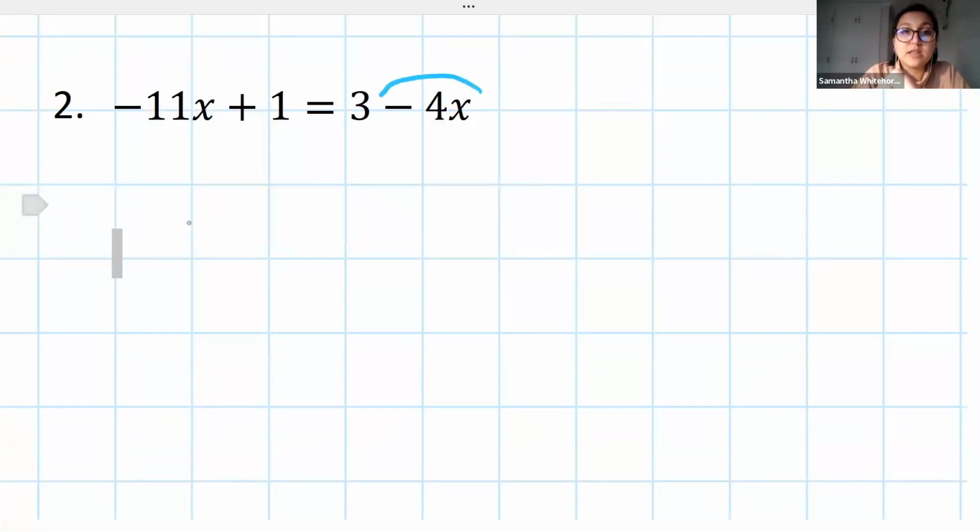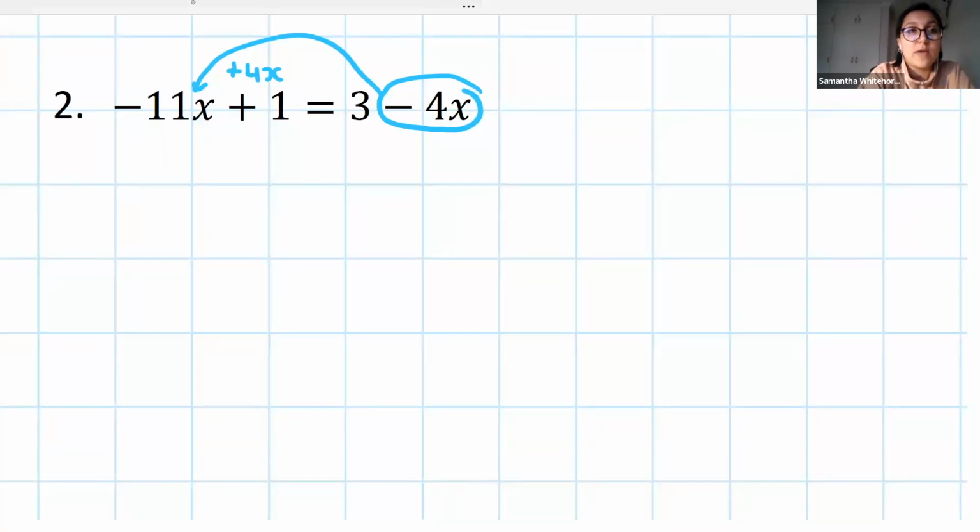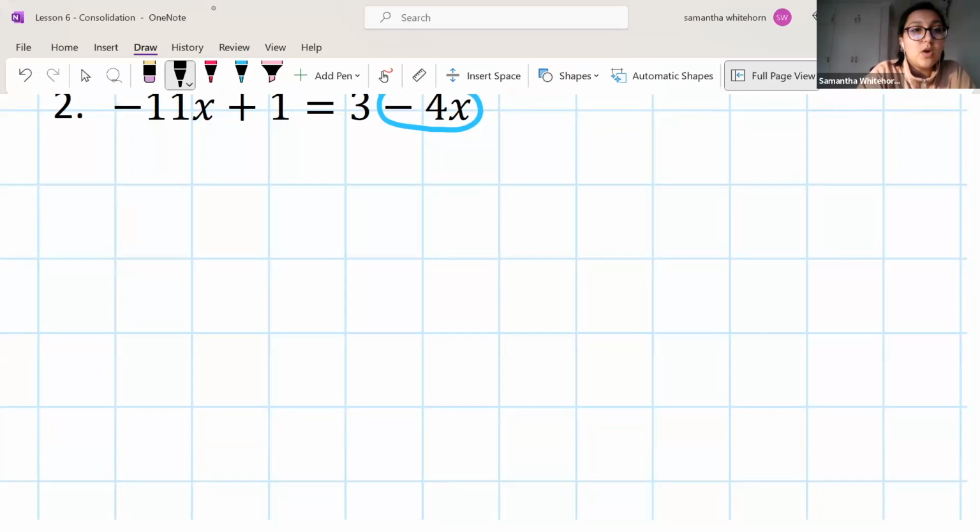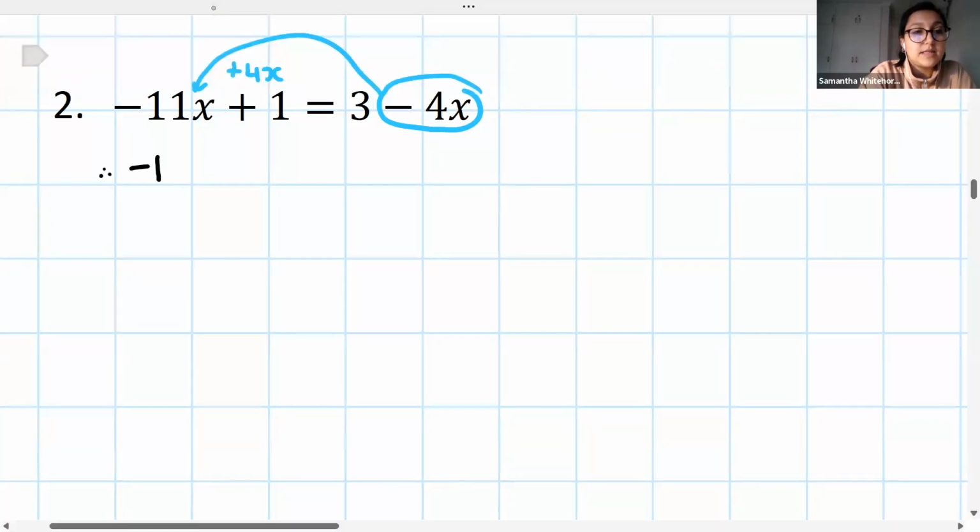I'm going to take this minus 4x. I'm going to join it with the negative 11x. And so using inverse operations, I'm essentially adding 4x to both sides. What that now means is I've got minus 11x plus 4x plus 1 is equal to 3.